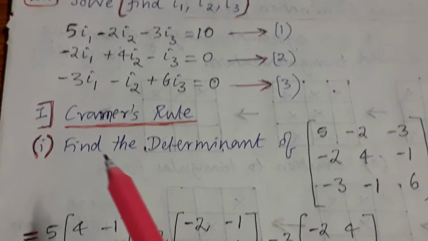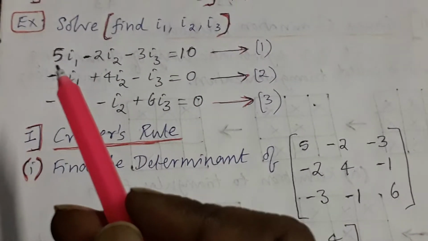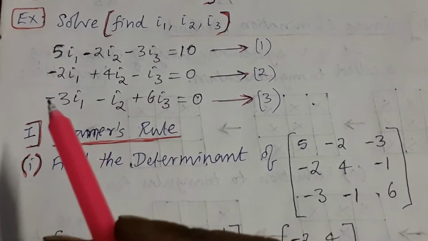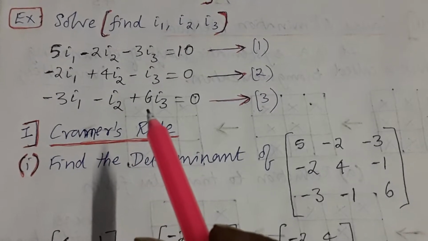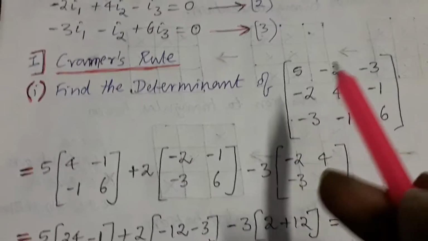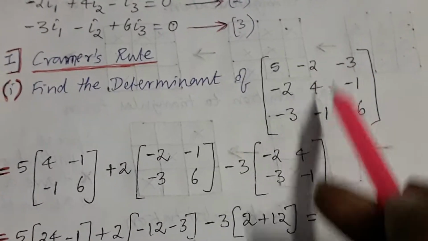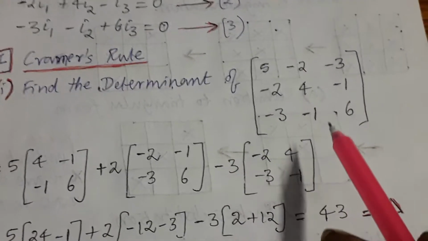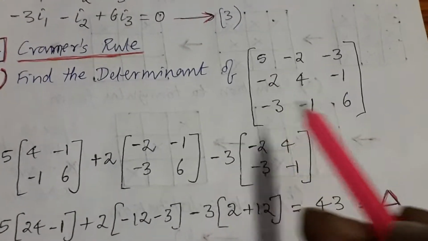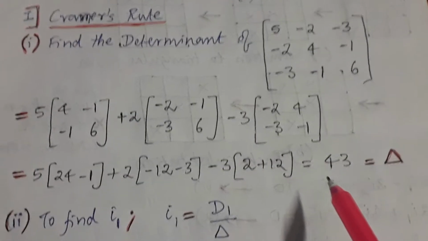First one, we have to find the determinant of the coefficients of this. What are the coefficients? 5, minus 2, minus 3, minus 2, 4, minus 1, minus 3, minus 1, and 6. You know how to find the determinant. Okay, 5 into the small minor, minus of minus 2 into minus 2, minus 1, minus 3, and 6, and minus 3 into minus 2, 4, minus 3, 1. Simplify and get the answer for the determinant.